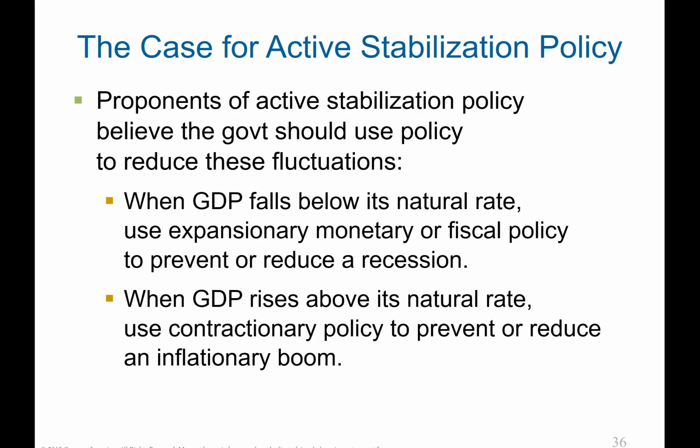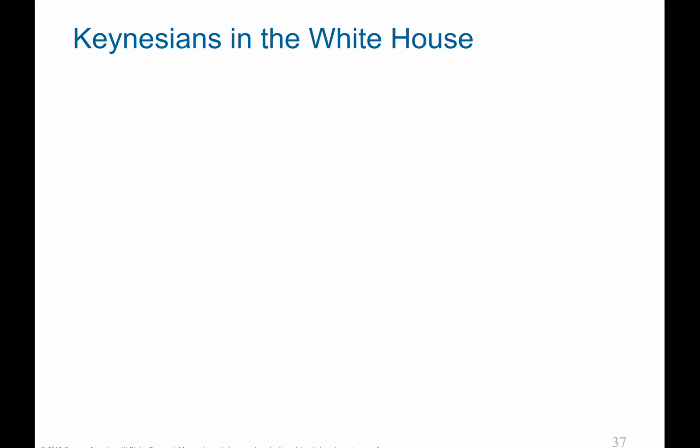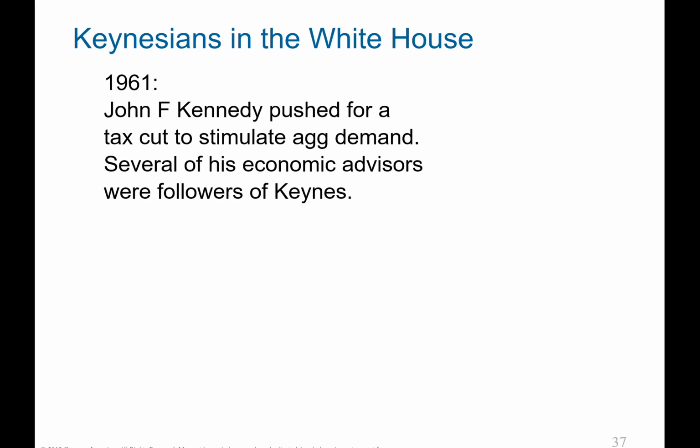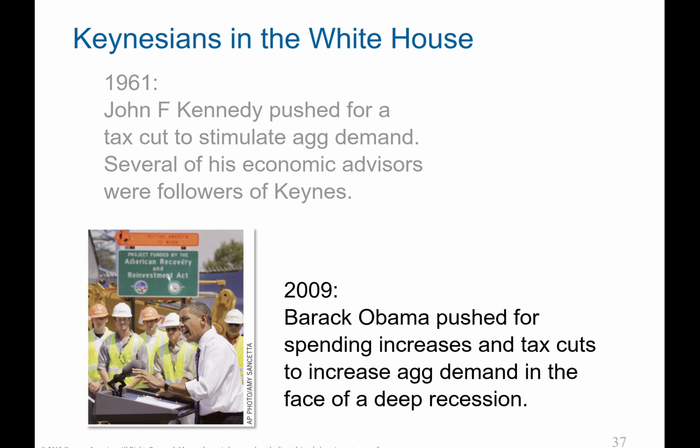When GDP rises above its natural rate, again, the case for active policy says that contractionary policies should be employed to reduce or prevent a boom. So some examples of Keynesian thinking in the White House would be 1961, when John Kennedy pushed for a tax cut, which would be a Keynesian policy, right? That's government intervention. And he pushed for a tax cut to stimulate aggregate demand, and quite a few of his economic advisors were direct followers of Keynes. In fact, they were contemporaries of Keynes.